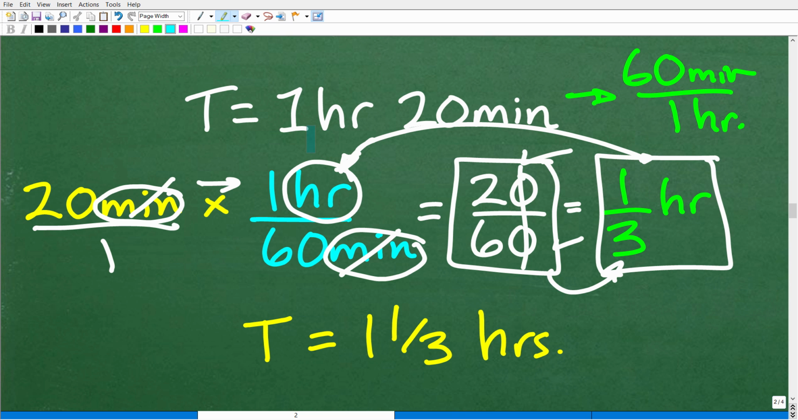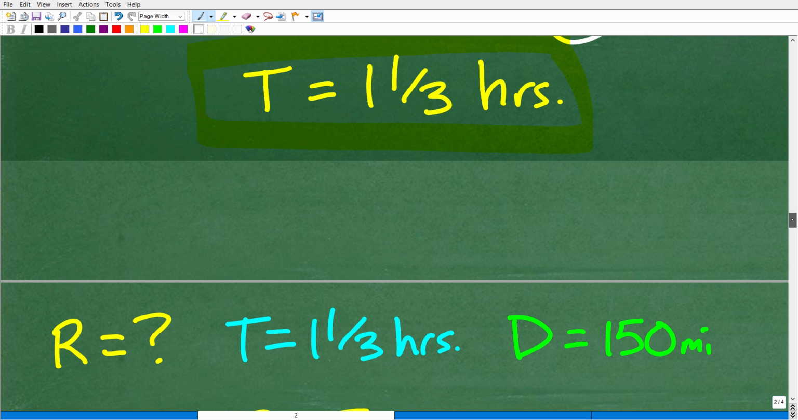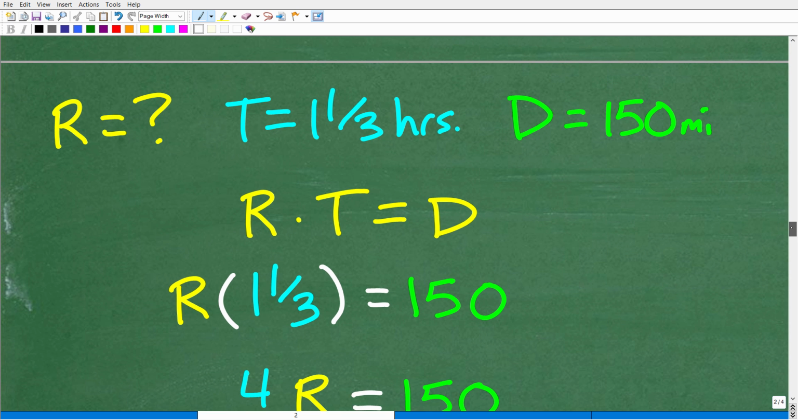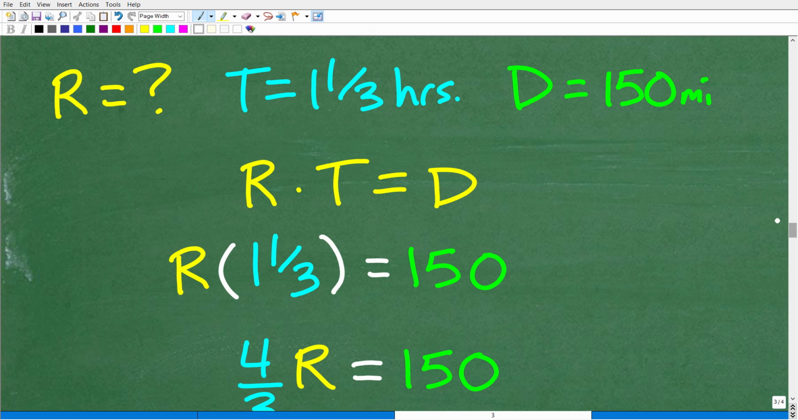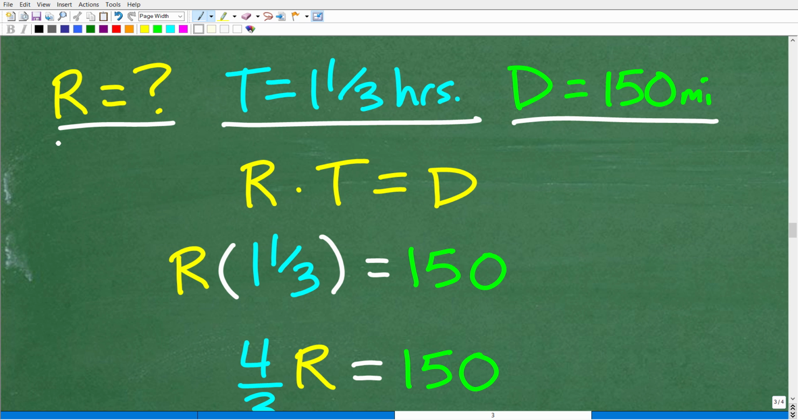Okay, so our time now is what? Well, we have 1 hour and 20 minutes, but that 20 minutes is 1/3 of an hour. So our time in all hours is 1 and 1/3 hours. Okay, so now we can go ahead and do the algebra to solve the problem. Our time now is 1 and 1/3 hours. Our distance is 150 miles. We're looking for the rate in miles per hour. So let's just go ahead and plug in the information.